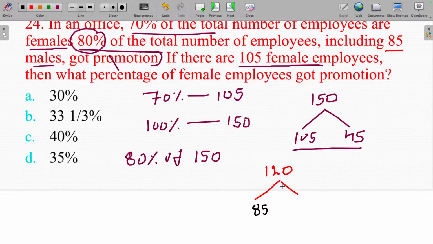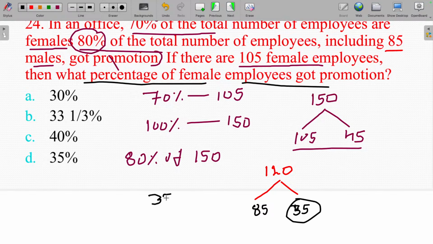Yes, sir. Now what's the question? This is enough. What's the question now? The question is this: what percentage of female employees got promotion? Female employees are 35 out of 120. 35 out of 120, out of 120 into 100. Solve this question and tell me the answer. So not 120. Females are how many employees? 105. Total females are 105. Yes or no?